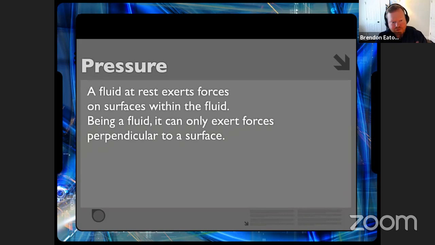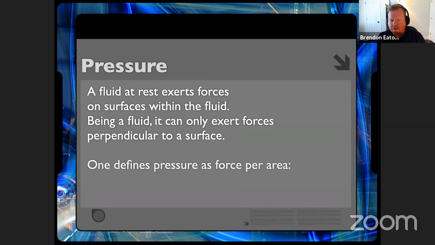All right, so moving on to pressure. I'm sure you've heard this word before. And of course, this is a review session, so you have. So pressure is basically when a fluid is at rest, it exerts forces on surfaces within a fluid. So if you have a container of water, the fluid itself is exerting forces on objects within the fluid. Being a fluid, it can only exert forces perpendicular to its surface. As we saw in the warm-up, all the forces that were acting on the stopper were perpendicular. They were normal to that stopper.